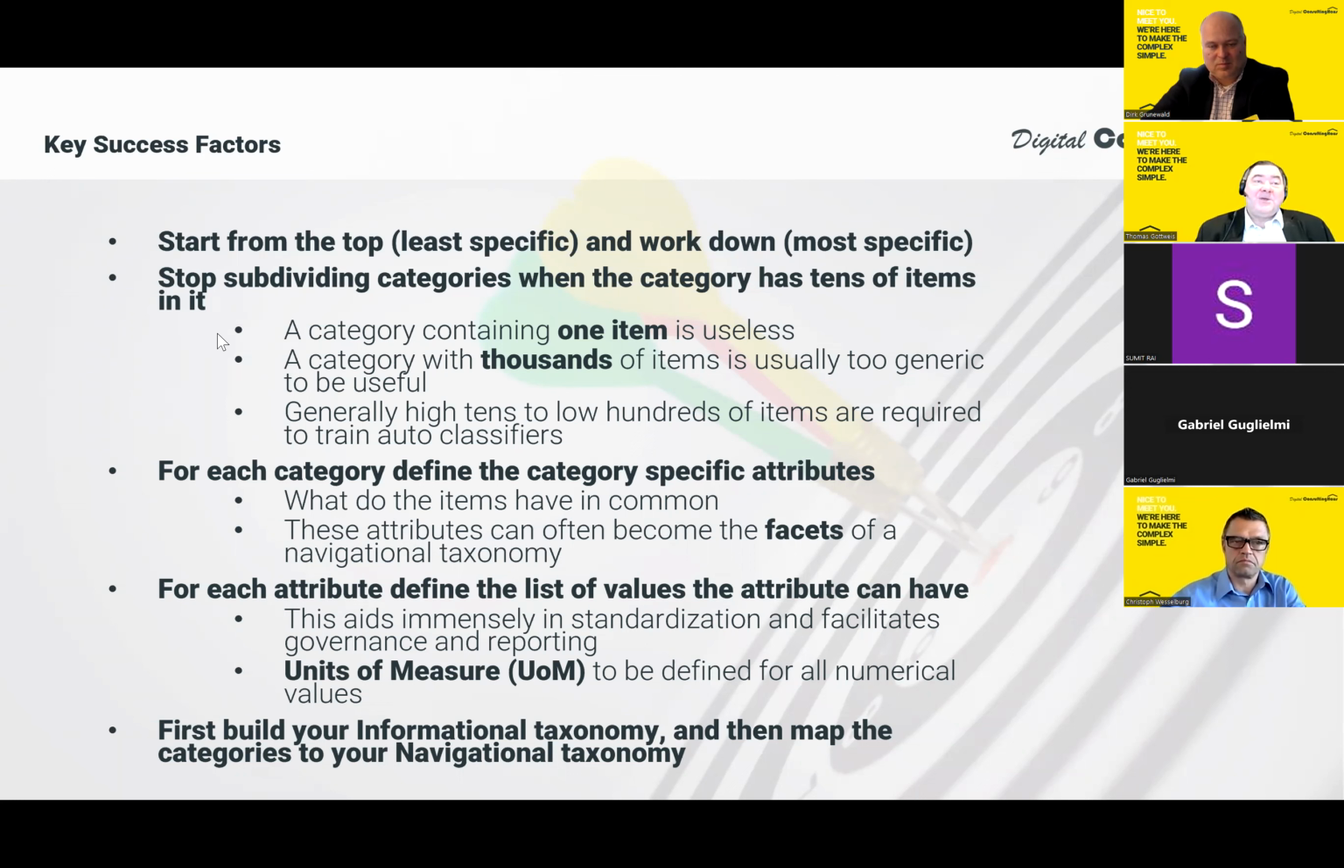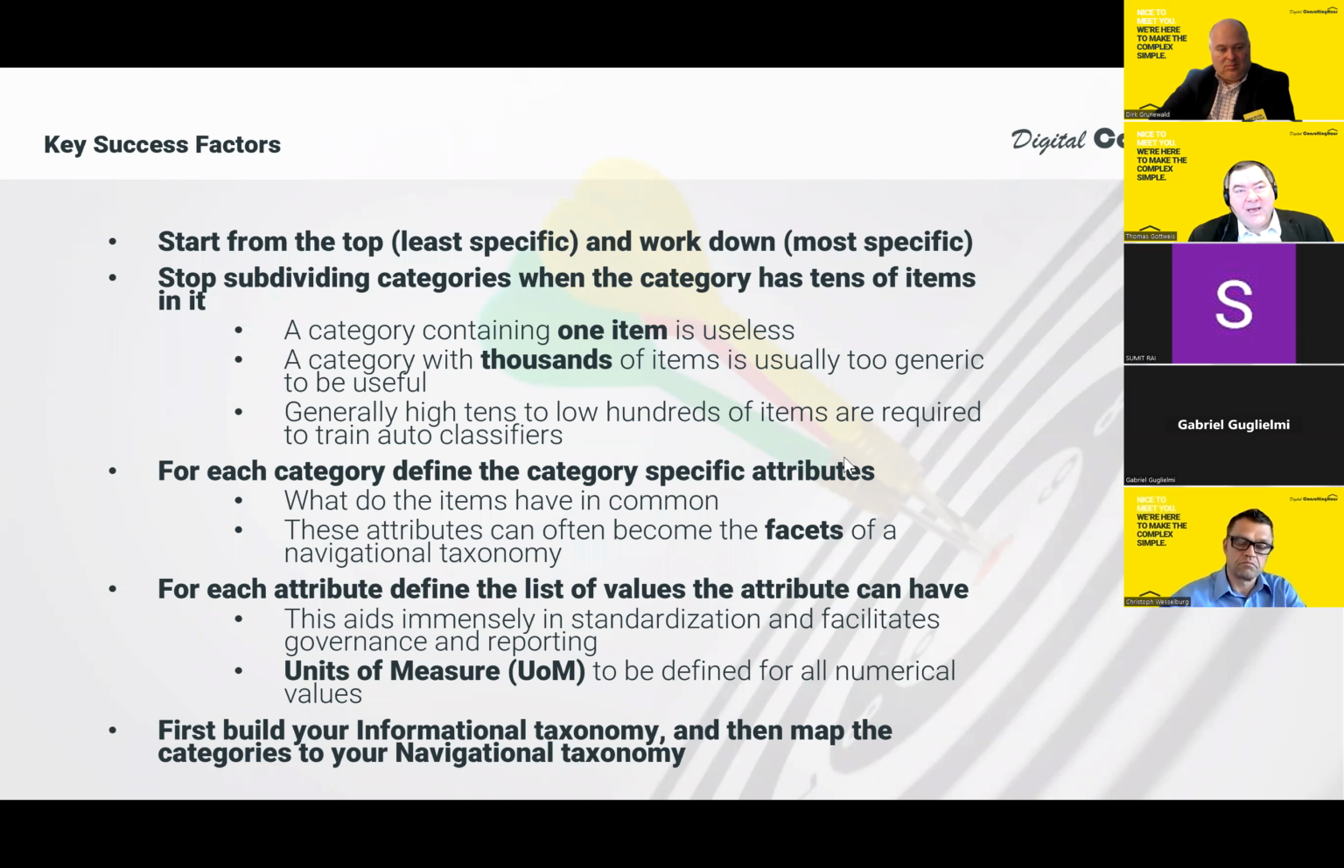So as you're going about doing this for each category, remember to define the category specific attributes that we talked about a little bit earlier. Essentially, those are all of the data elements that are going to be common to that particular category. They're likely to become the facets of your navigational taxonomy. And also then for each one of those attributes, take care to define the list of values that each of those attributes can have.